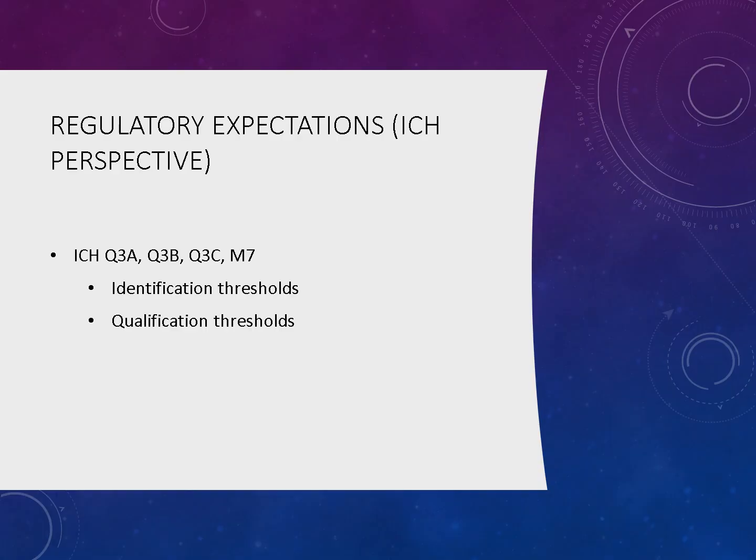Regulatory expectations for impurity control are largely defined by the International Council for Harmonization, or ICH. ICH Q3A focuses on impurities in drug substances. ICH Q3B addresses impurities in drug products. ICH Q3C provides guidance on residual solvents. ICH M7 covers mutagenic impurities. Regulators establish identification and qualification thresholds, requiring manufacturers to detect impurities, identify their structure, and demonstrate that they are safe at specified levels.